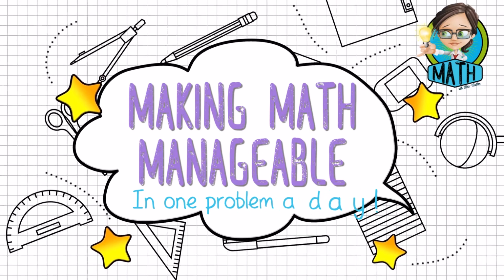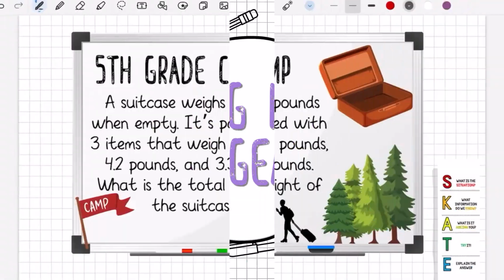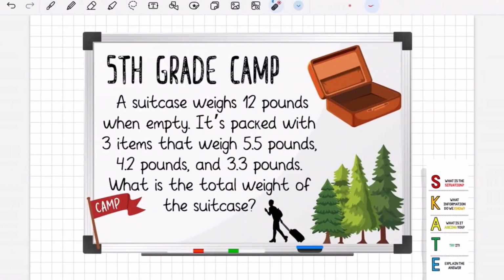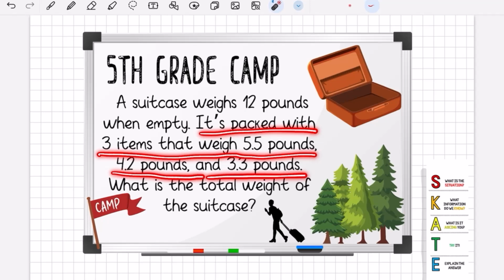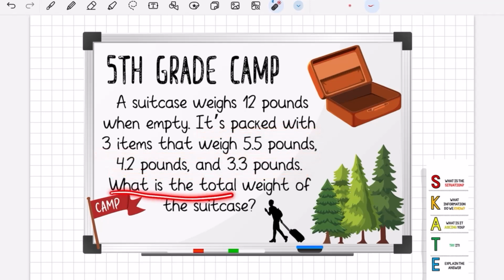We've got a problem of the day about packing for 5th grade camp. A suitcase weighs 12 pounds when empty. It's packed with 3 items that weigh 5.5 pounds, 4.2 pounds, and 3.3 pounds. And the question is, what is the total weight of the suitcase?